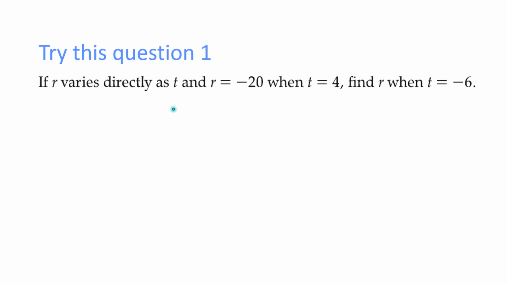Try this question 1. If r varies directly as t and r equals -20 when t equals 4, find r when t equals -6. Please attempt this question and play this clip again when you are ready. If you do need more help, you can watch example 1 again.